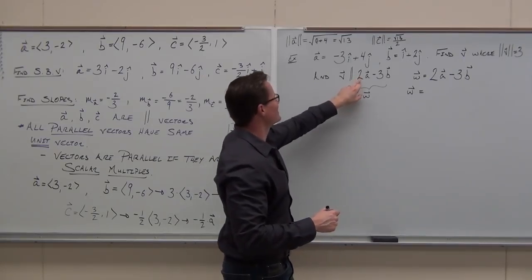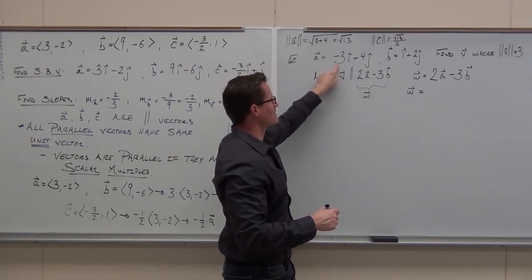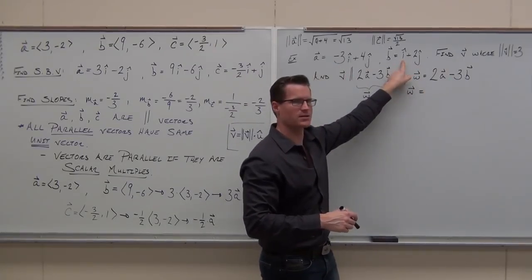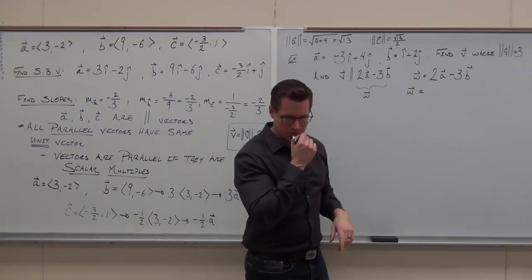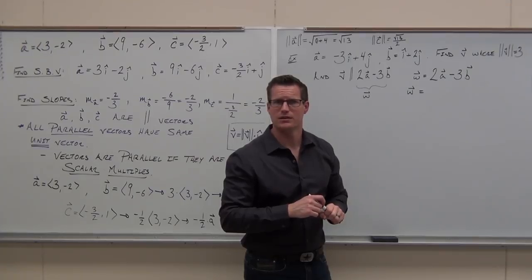So you take your 2 times negative 3. That's negative 6 minus 3 times i. So negative 6i minus 3i. What do you get for that? I get negative 9i. Did you get negative 9i? Do you know what I'm talking about?